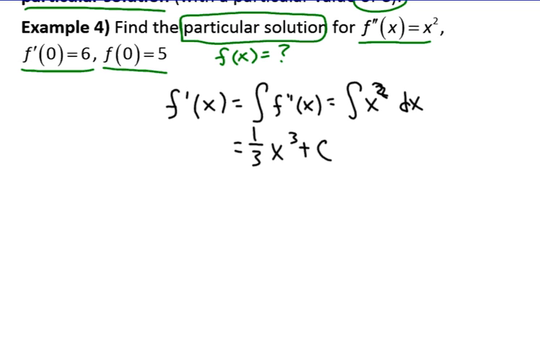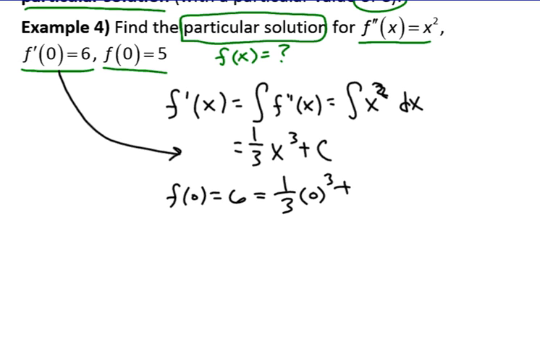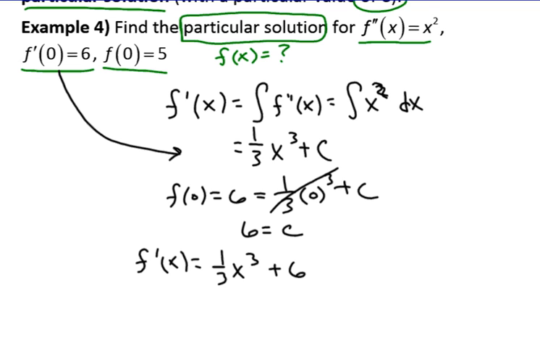So now at this point I'm going to use the fact that f prime of 0 equals 6. So f prime of 0 is 6, which when I plug in 0 for x, I can solve for c. So I get that c is equal to 6. So my particular solution for f prime now would be 1/3 x cubed plus 6.